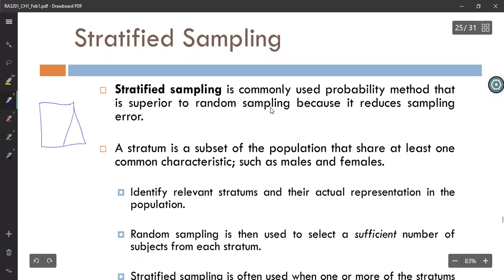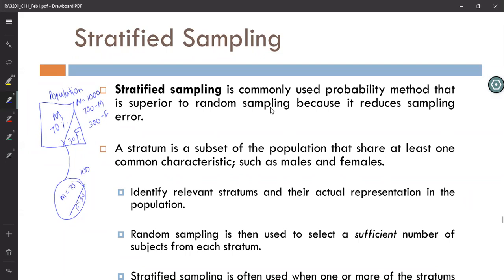Okay, suppose you have the males and females in your population. Suppose that ratio is 70 to 30. When you take the sample, if the population is, say, 1000, you will have 700 males and 300 females. When you take a sample of, say, 100, you should have the same proportion in your sample also. Your males should be 70% of this, so 70, and females should be 30. See, you have the same representation of your population in the sample.